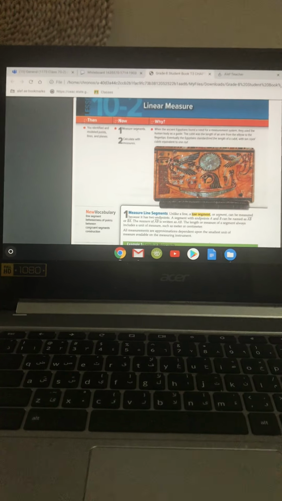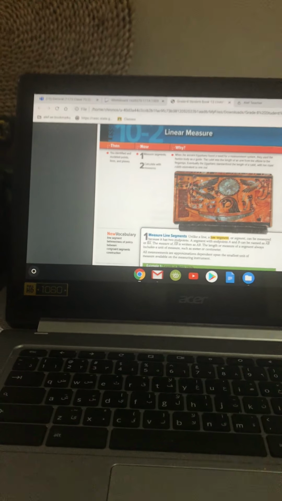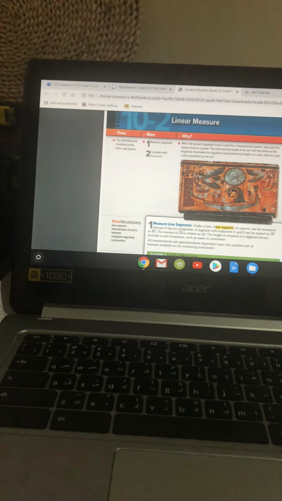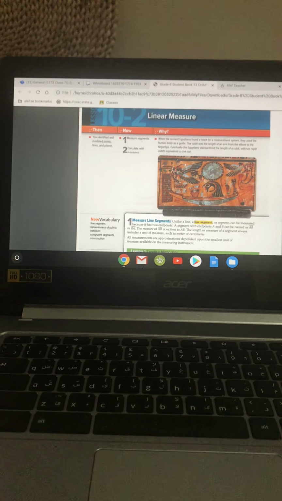Okay, so in this lesson you're going to see lines. They can be vertical, horizontal, or diagonal. And what are you going to do about these lines? You're going to measure. So that's what this lesson is about.